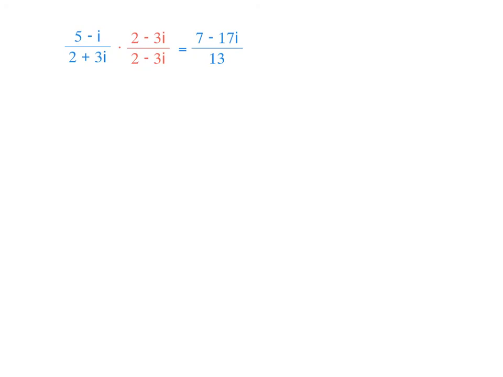And once we'd FOIL the numerator and FOIL the denominator, our result would be, for the numerator, 7 minus 17i, and for the denominator it would be 13. Well, you can leave your answer this way, or if you want to write it strictly in the form a plus bi, then it would look like this. 7 over 13 minus 17 over 13 i. So here you would have exactly what you'd expect, in that you would have a real part, the 7 over 13, and an imaginary part, minus 17 over 13 i.